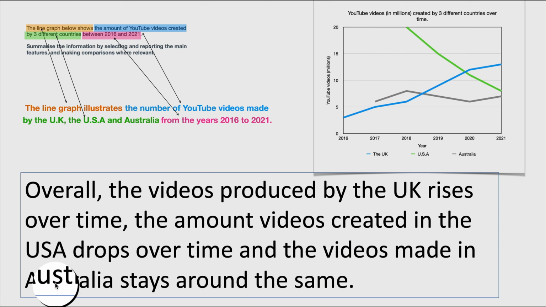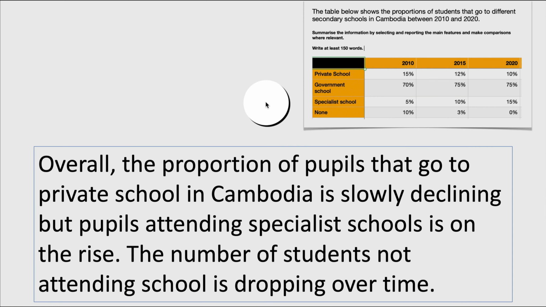And the videos made in Australia stays around the same. Now, it doesn't stay the same, but compared to the other two, it's relative, okay? So it's around the same, okay? You could say here relatively or approximately as well. So again, you're just talking about the main features in a general way in your overview.